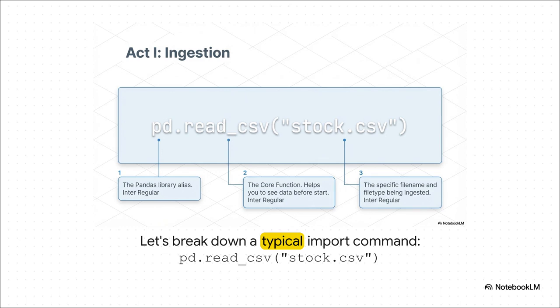pd.read_csv('stock.csv'). So let's break it down. That pd at the start, that's just the popular nickname for the Pandas library. Then read_csv, that's our pillar. That's the core function telling Pandas to read a CSV file. And of course, stock.csv is our file name, telling it exactly which file to grab.